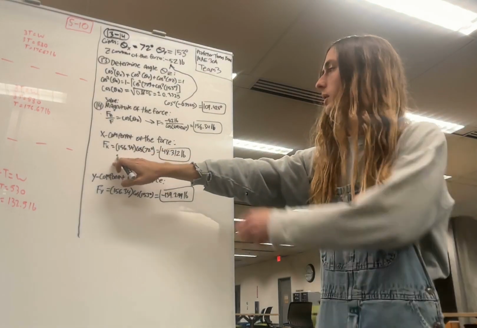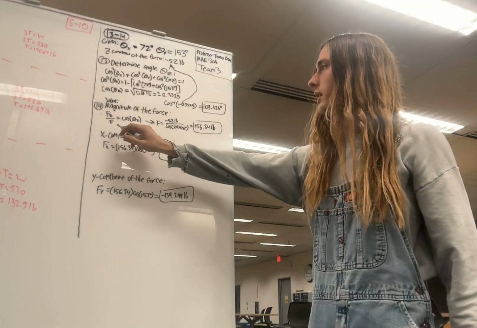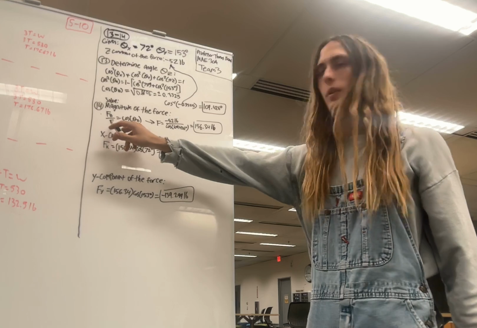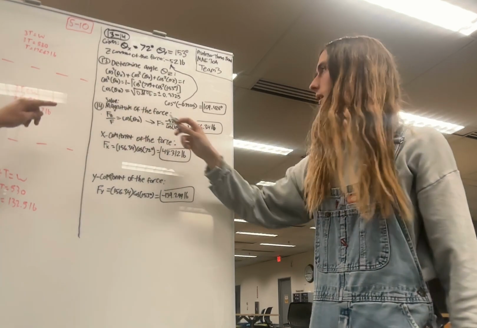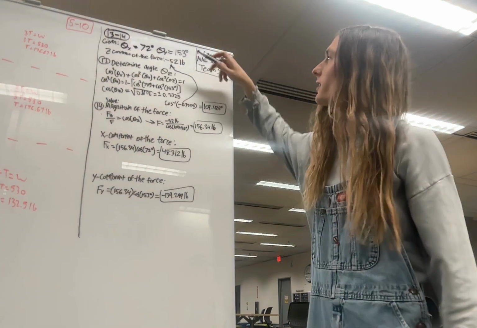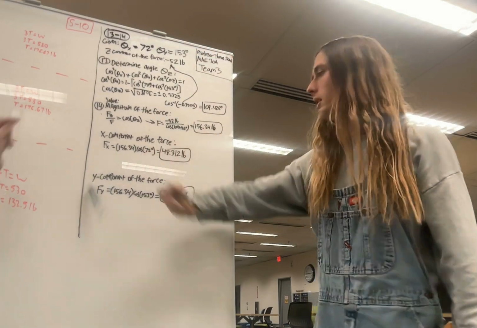For the x component, we're doing something similar, except for our F here, we're going to use the magnitude we solved for. Oh, so you use the previous magnitude and plug it back in? Yes, not the negative 52 pounds, because you solved for it.